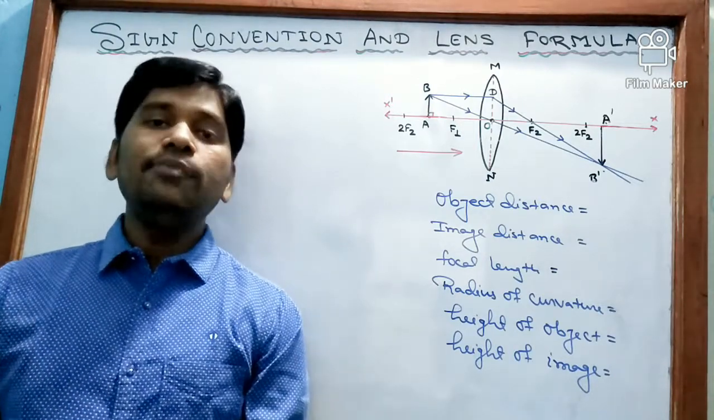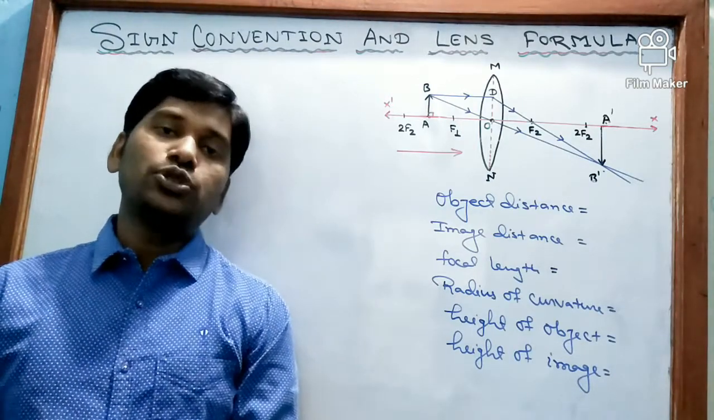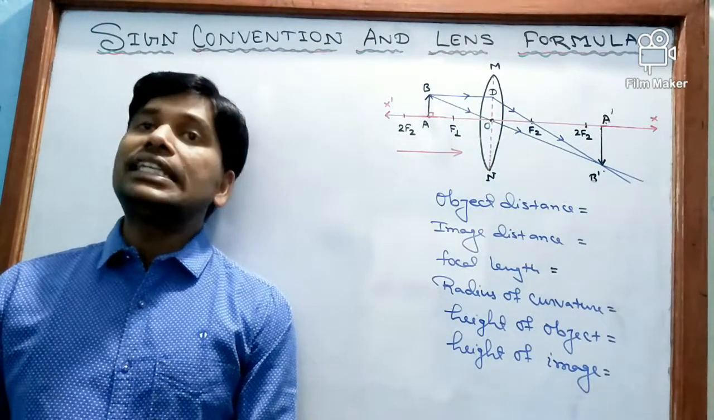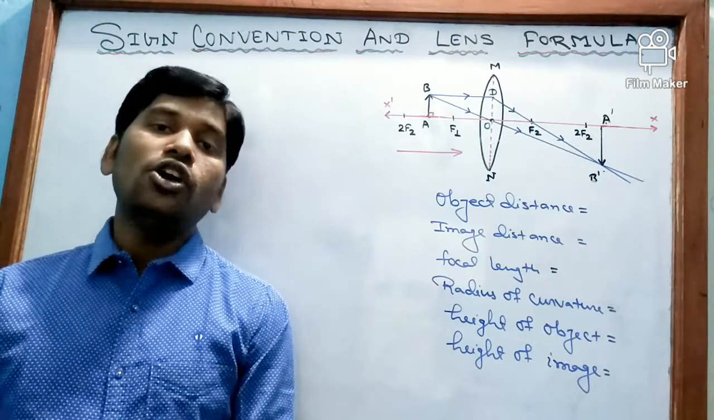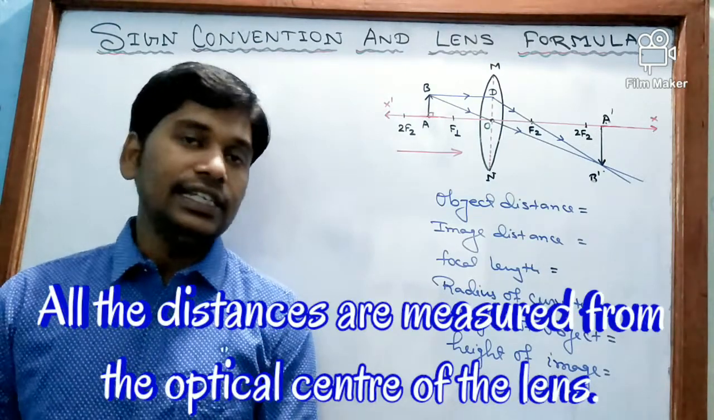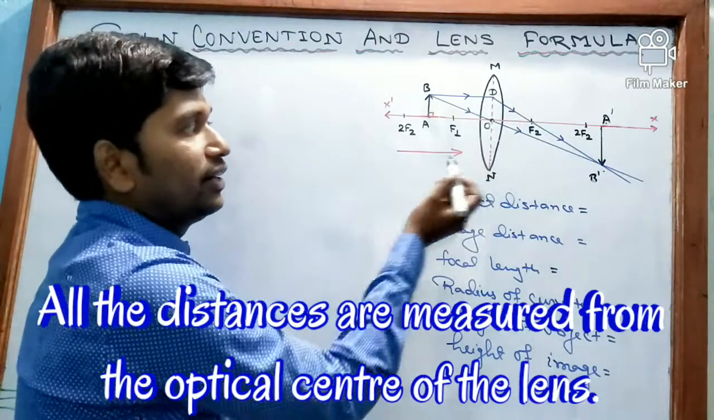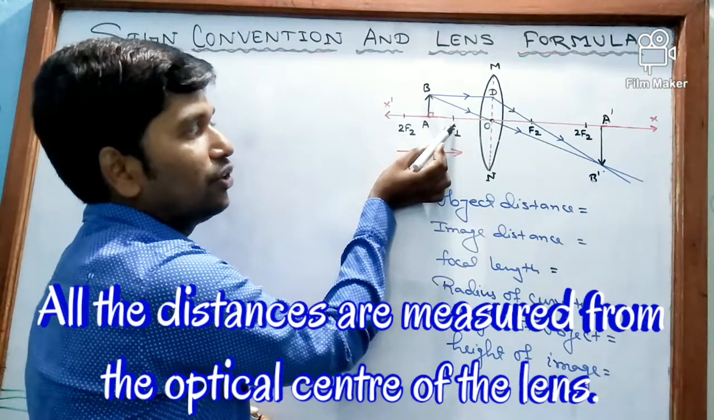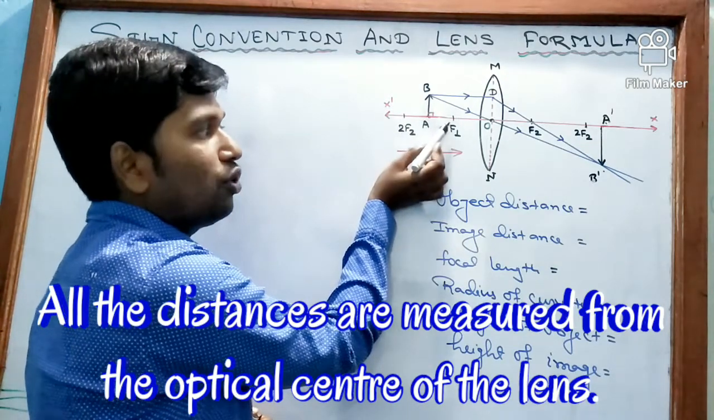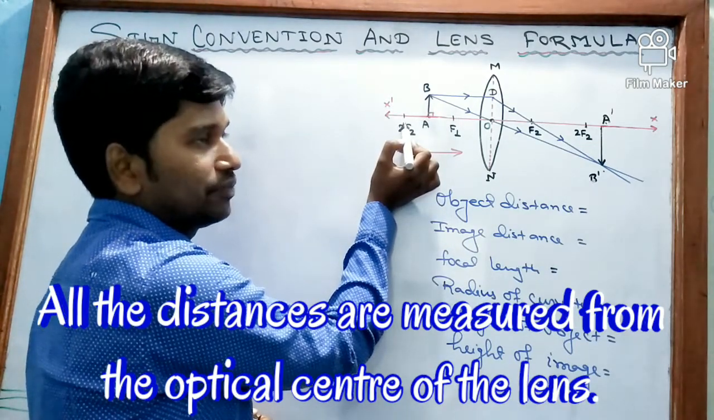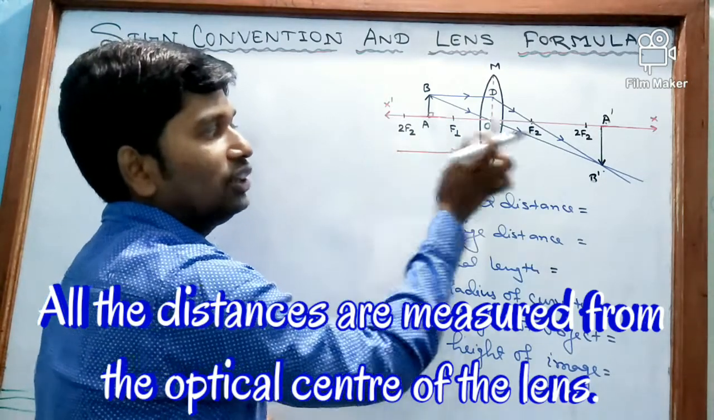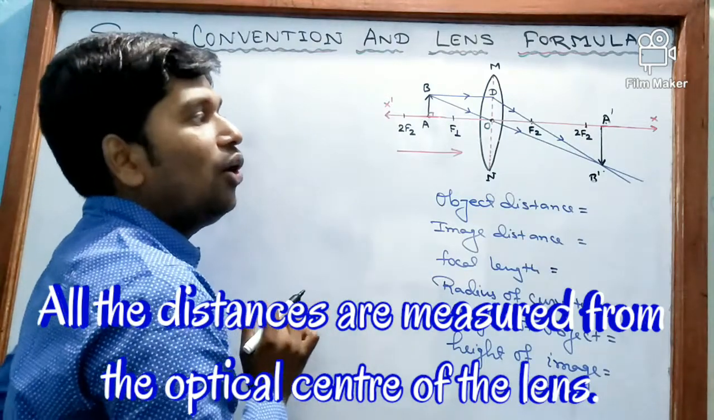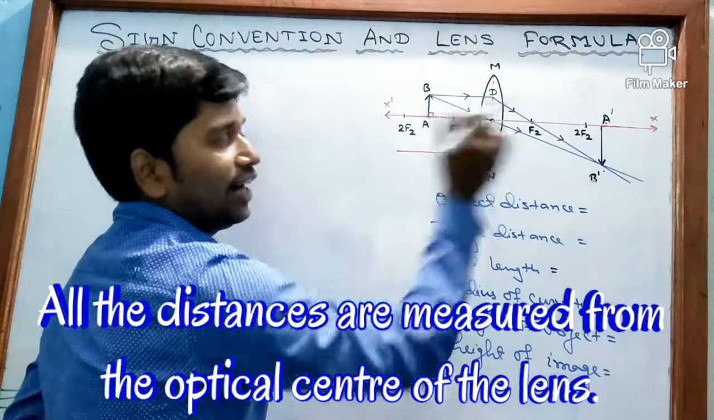There are 3 points in this we must remember. The first one is that all the distances are measured from the optical center. See in this ray diagram, the object is placed between focus and radius of curvature. The image is formed on the other side, beyond the center of curvature.